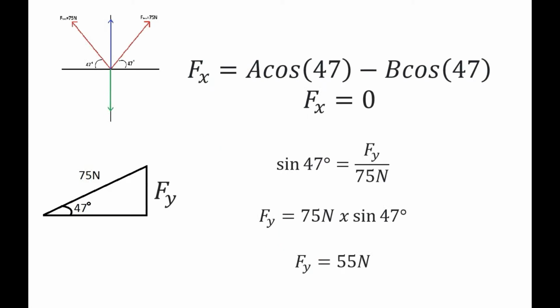Let us find x first. So x is equal to A cosine 47 minus B cosine 47 equal to 0. As I said before, the sideward forces should be equal to 0 since Mark is not moving, thus in a state of equilibrium. Next, we should find the y. Sine 47 is equal to y divided by 75 newtons. Y then is equal to 75 newtons times sine 47. Then the answer for y would be 55 newtons.